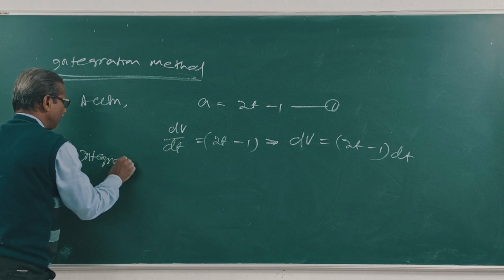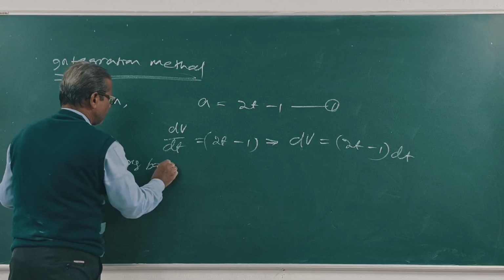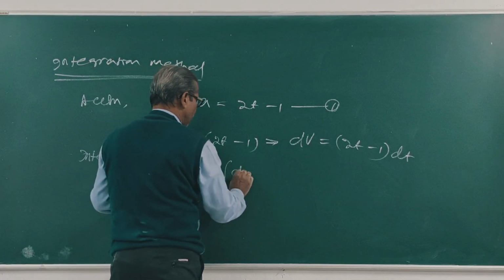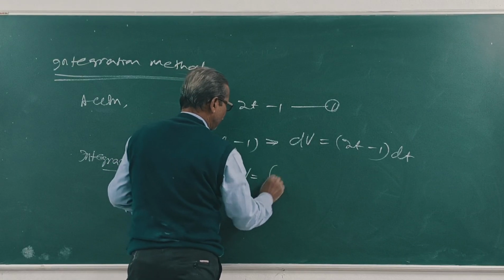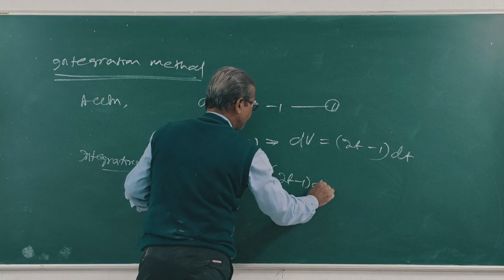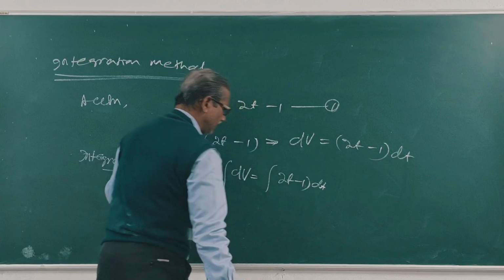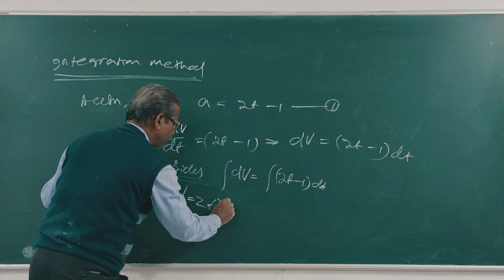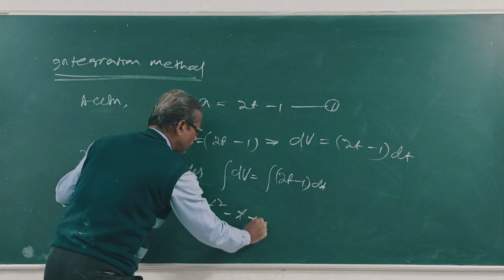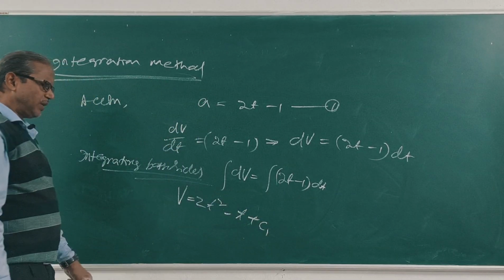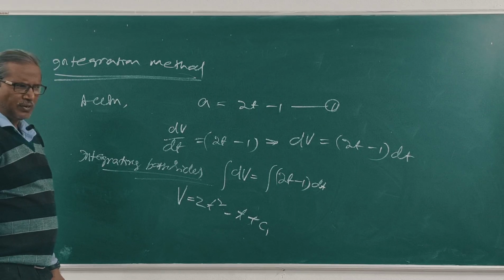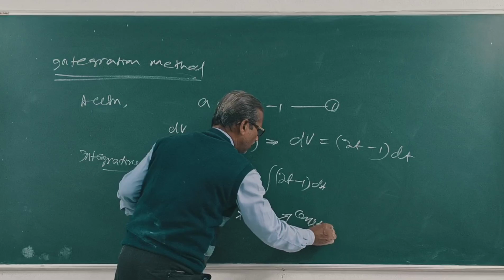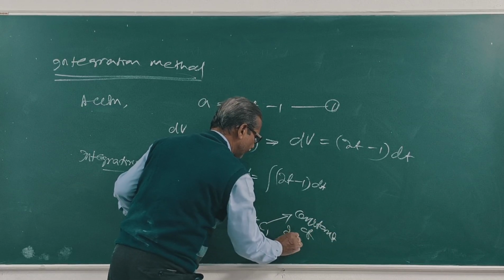Integrating both sides. So integration of dv is equal to integration of 2t minus 1 dt. Right? So v is equal to t square minus t plus c1. What is c1? c1 is the constant of integration.